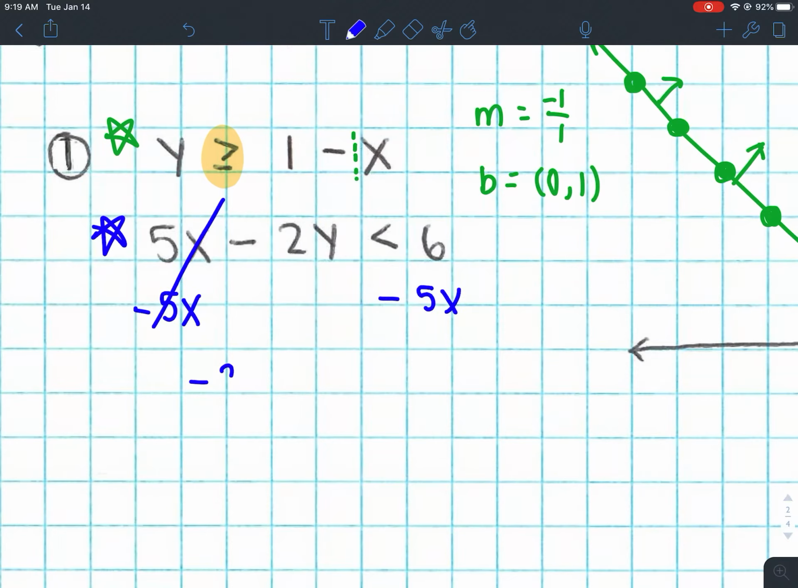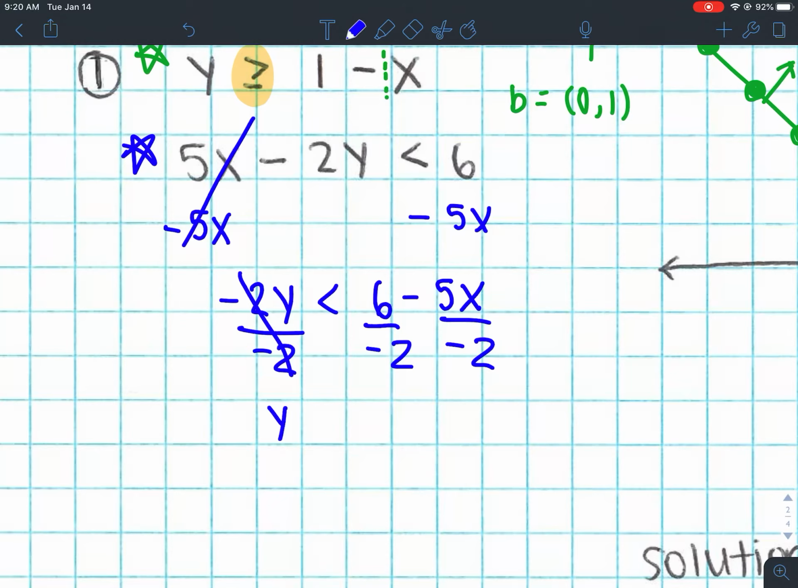Okay, next step here is we want to get y by itself, so we have to divide everything by -2. But because I am dividing by a negative, my sign will flip. So I have y as greater than, right, because now my sign has flipped the other way. 6 divided by -2 is -3. -5 divided by -2 is +5 over 2. And then we have our x.